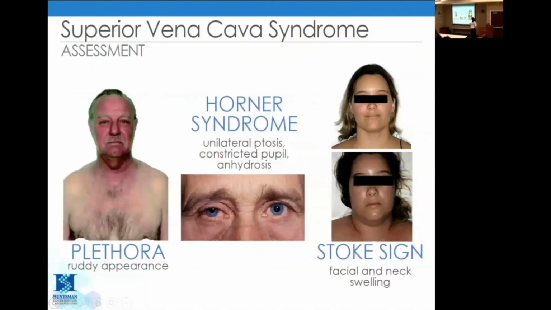Horner syndrome. You're going to get unilateral eye swelling. Constricted pupils, and you're not going to sweat. Horner syndrome: unilateral swelling, constricted pupil, no sweat.